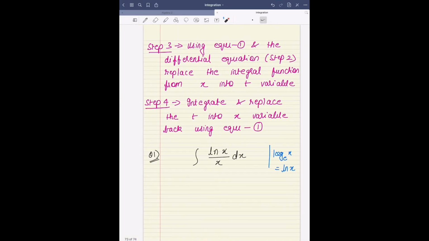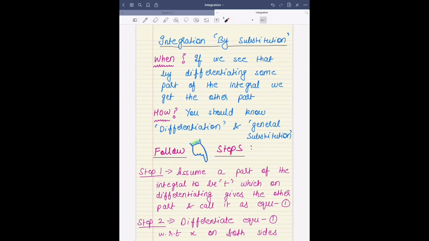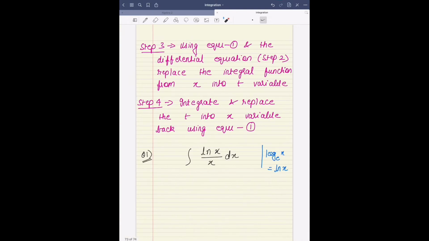Technically, when you don't see other methods that can be applied to this question, or if the question is not getting integrated using any other methods or simply the basic principles, then most probably this is going to be done by substitution. Another hint is if you see that by differentiating some part of the integral, we get the other part, then 100% it is substitution. For example, here we have taken a question.